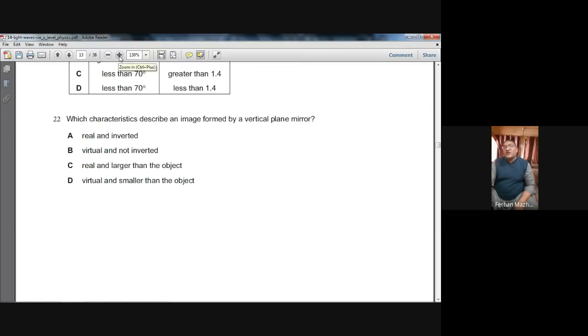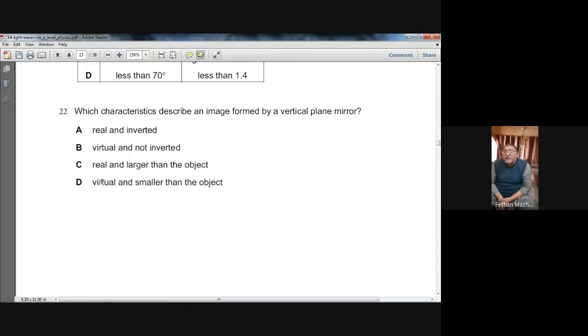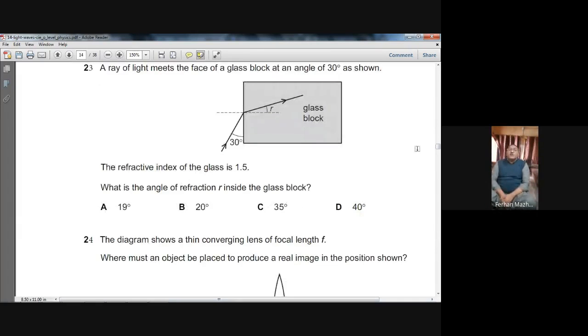Question number 22. Which characteristics describe an image formed by a vertical plane mirror? The image formed in the vertical plane mirror is virtual, it is upright, and it has the same size as that of the object. It's virtual and not inverted. This is the answer. Okay. So next question, question number 23 is on your screen.